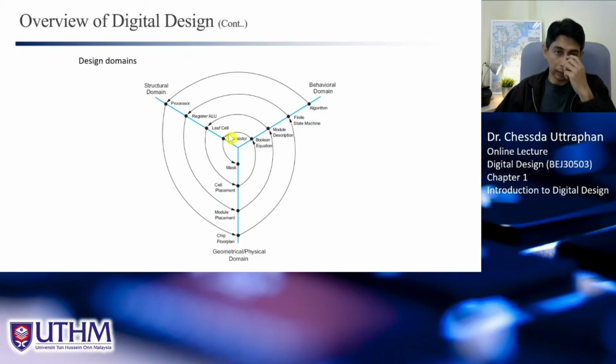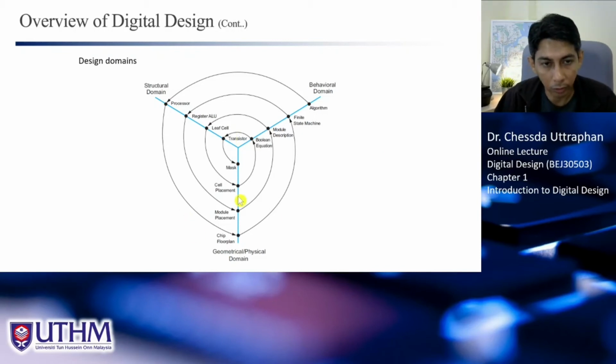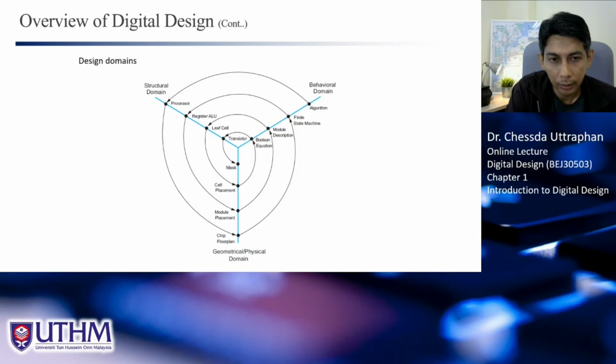So this chart represents the design domains that we have in modern digital design. We have mainly three design domains. We call them the behavioral domain, the structural domain, and the geometrical or physical domain. All right, so what is the difference between these three domains?